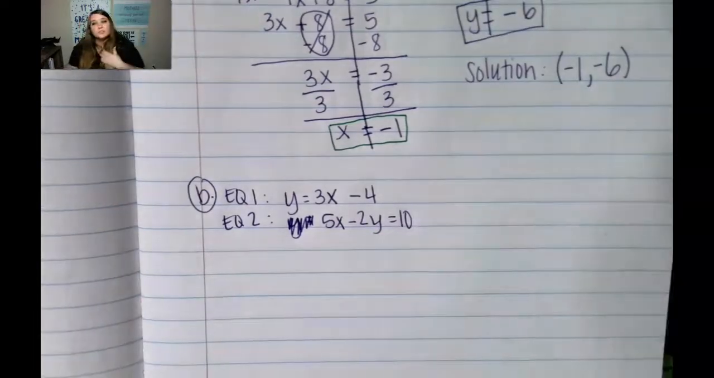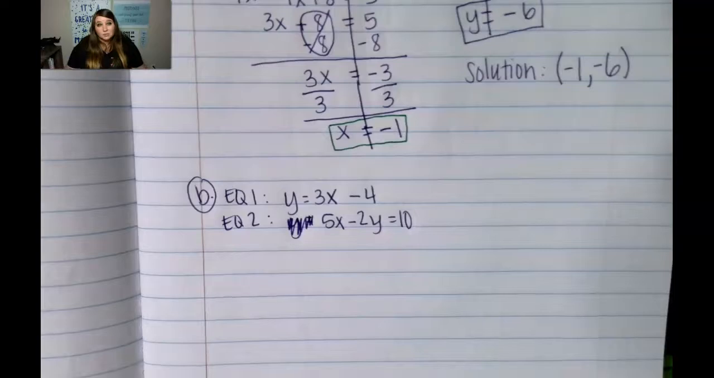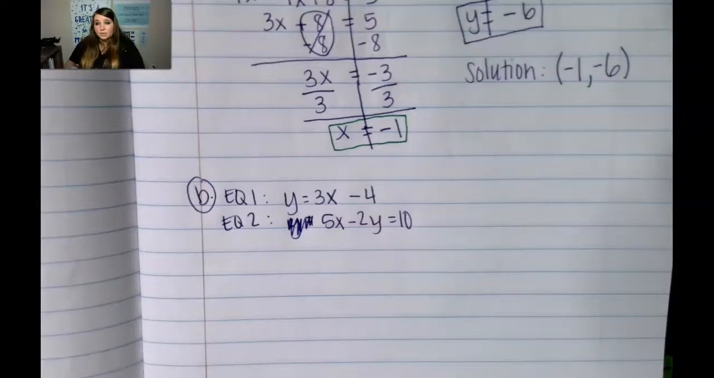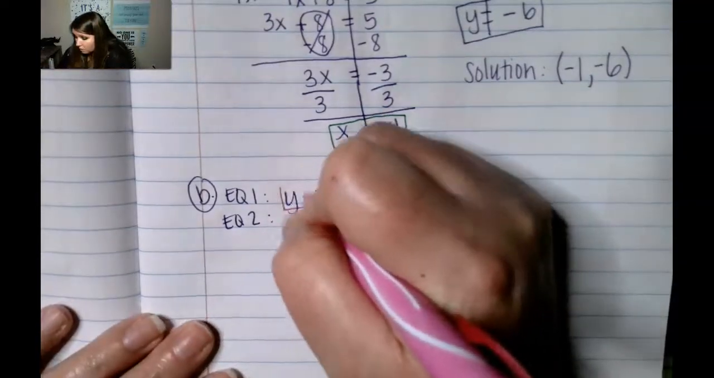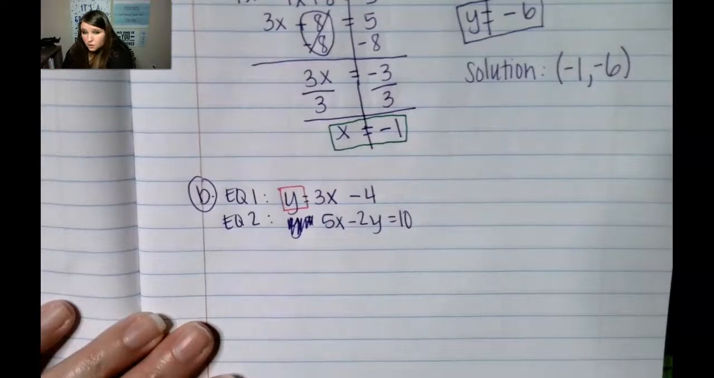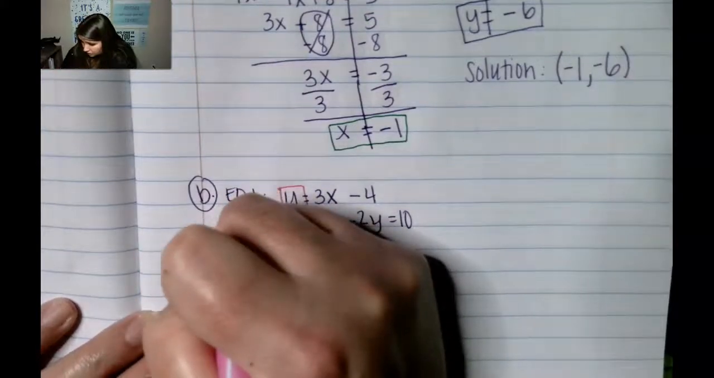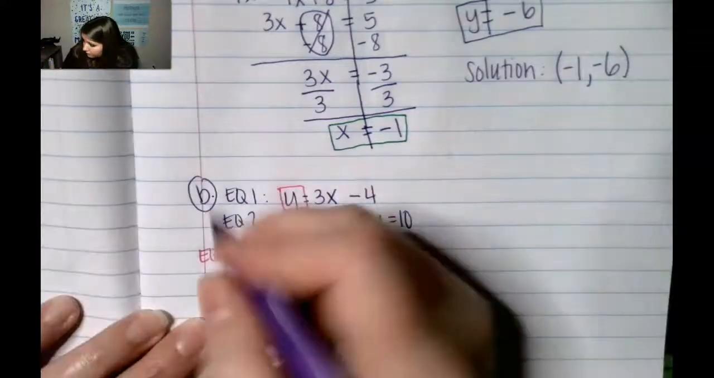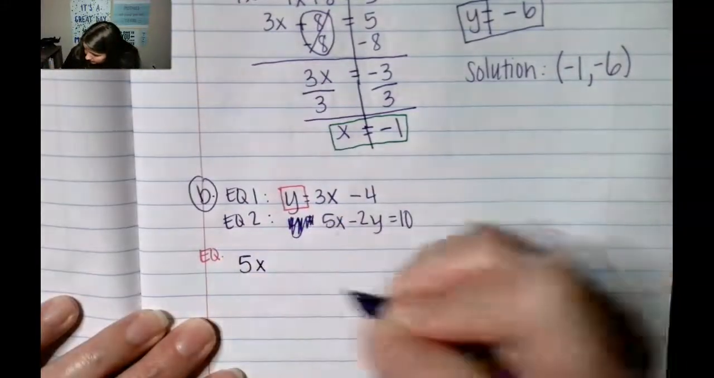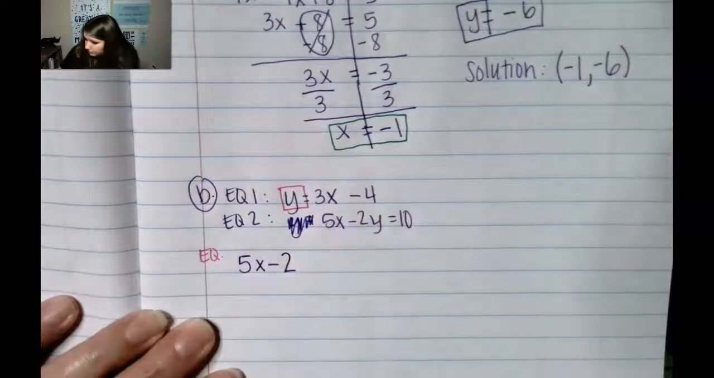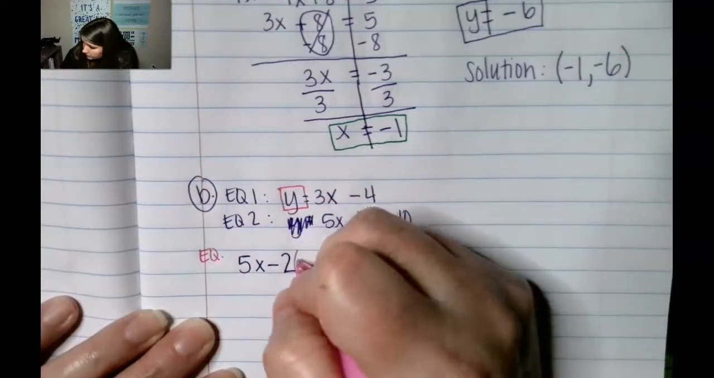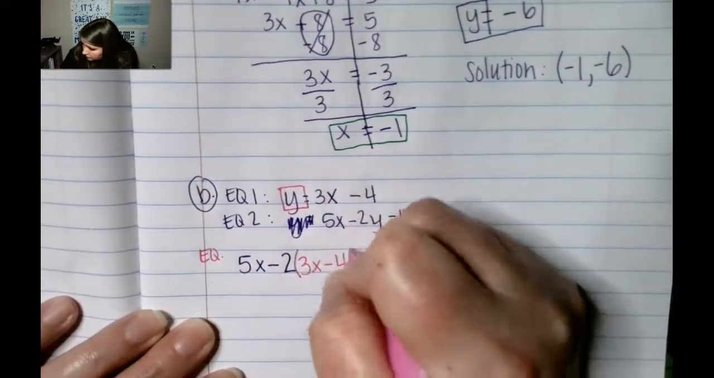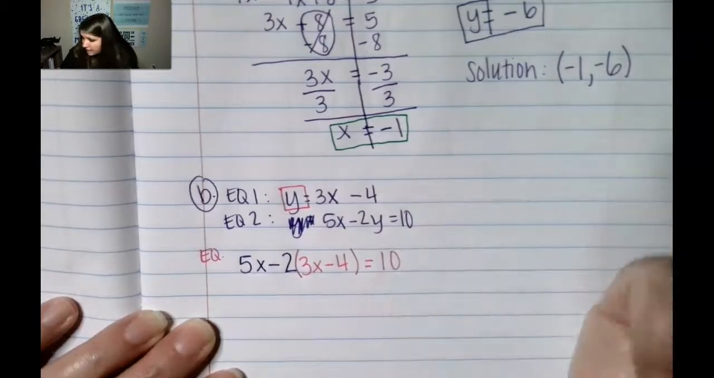Okay, so what we're going to do is, again, use substitution. So we can solve this without graphing by using substitution. So we're going to start with our y. We know that y right here equals 3x minus 4. So in equation 2, we're going to sub in 3x minus 4. So we have 5x minus 2 times 3x minus 4 equals 10.